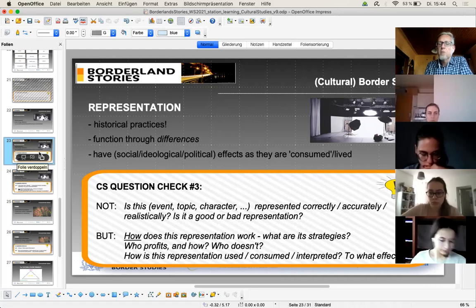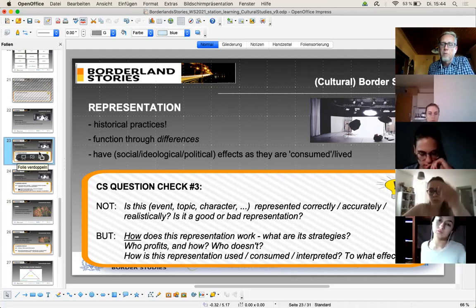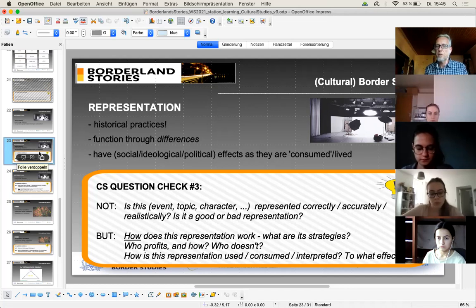And the question would not be so much, is this represented correctly or accurately or realistically, as you would expect from, for example, the news or a documentary, where it should be pretty obvious that you get accurate information and not a good and not a bad representation. But shifting the question, we say, what does that mean? How does this representation work? What are the strategies? When somebody tells you a story, the strategy could be subjective first-person storytelling. What does it mean if somebody gives you a subjective first-person account? It could also be, what are the effects of that? Who profits and who doesn't, and in which ways? What are the benefits for whom?